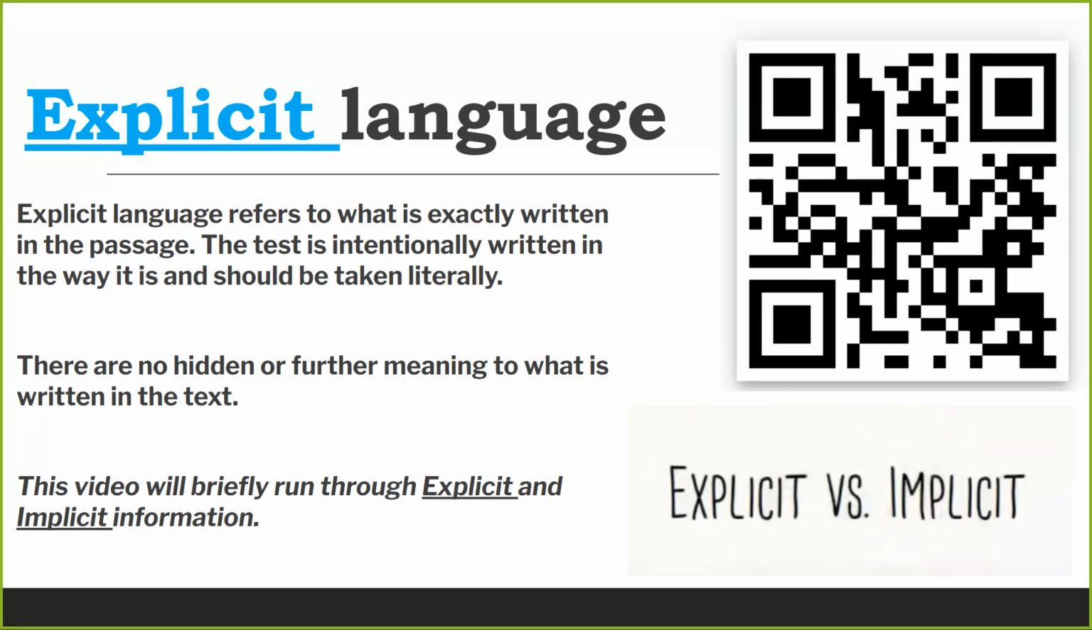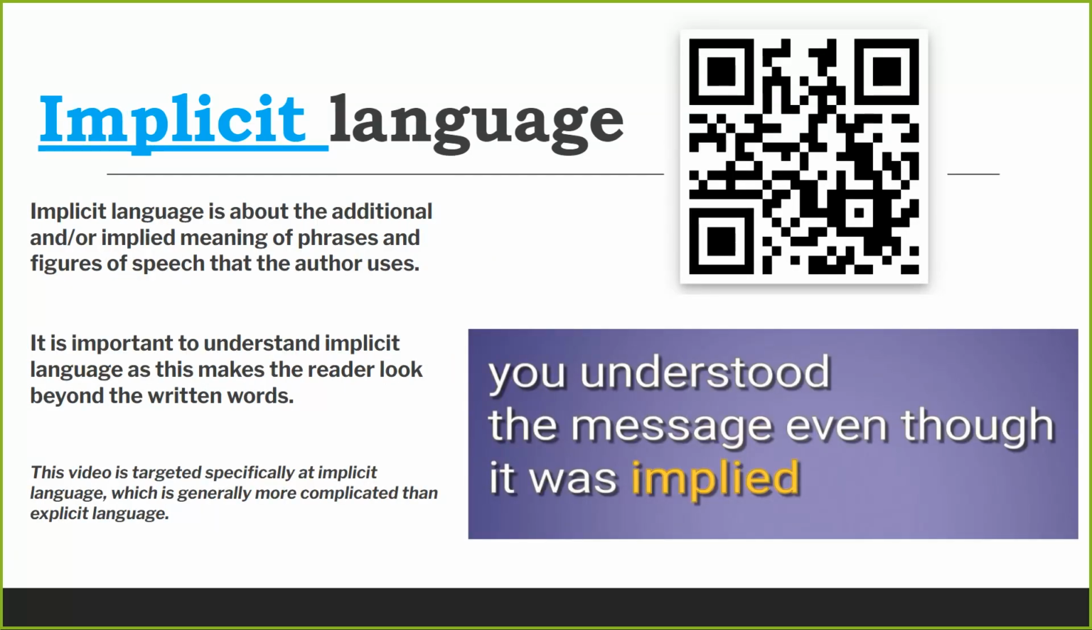So this video here on this slide actually runs through explicit and implicit information very briefly. Explicit language is pretty straightforward. It's literally just there's nothing to read into. If you think about the directions if you buy a new washing machine or if you buy a refrigerator, and it comes with directions, those are written in explicit language. There's no implicit language in the directions on a washing machine, which brings us to implicit language.